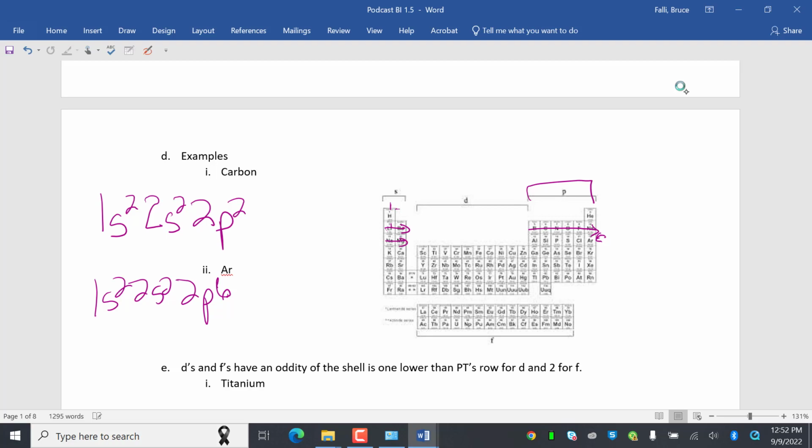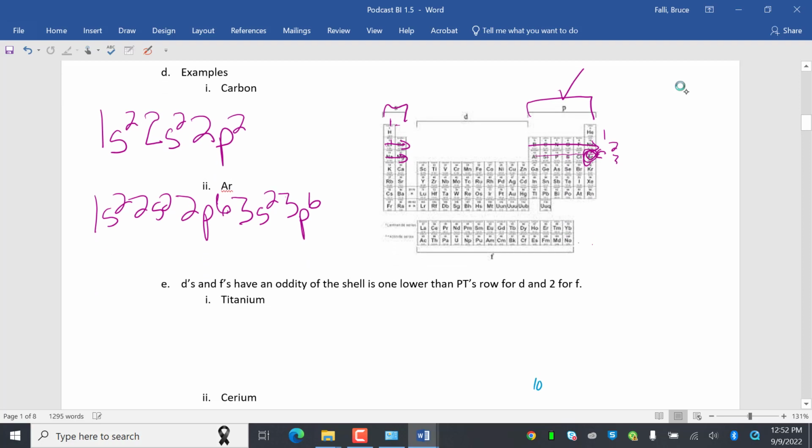The next 2 would be the third row, S block. See, I'm in the S, 3s2. There's 2 of them. And then I'm going all the way to argon, 3p6. Third row, right? 1, 2, 3. P block, check. 1, 2, 3, 4, 5, 6. D's and F's have an oddity that the shell is 1 lower than the periodic table's row for D and 2 lower for F.